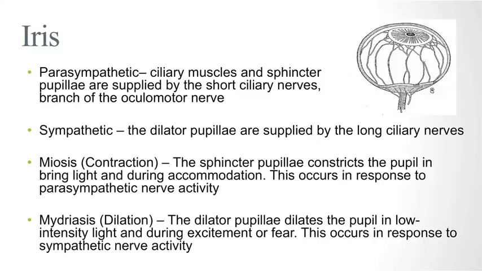Miosis: the sphincter pupillae constricts the pupil in bright light and during accommodation. This occurs in response to parasympathetic nerve activity. Mydriasis: the dilator pupillae dilates the pupil in low-intensity light and during excitement or fear. This occurs in response to sympathetic nerve activity.